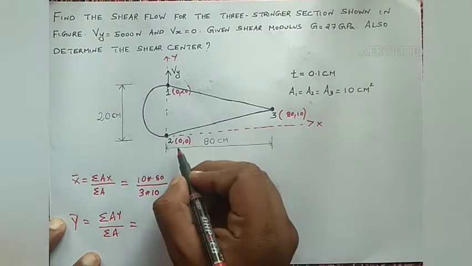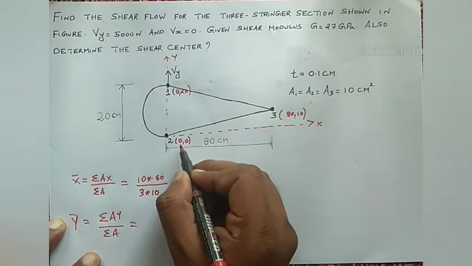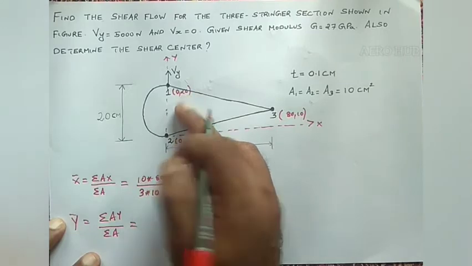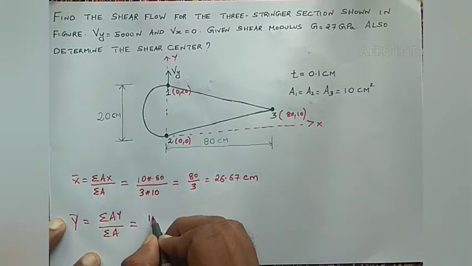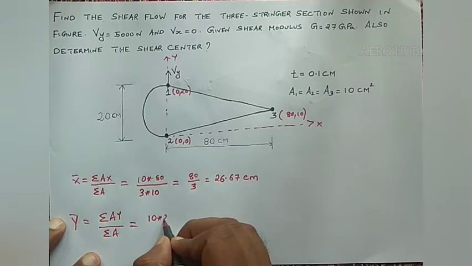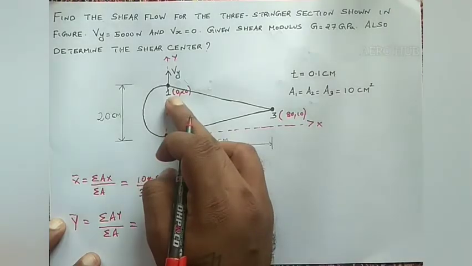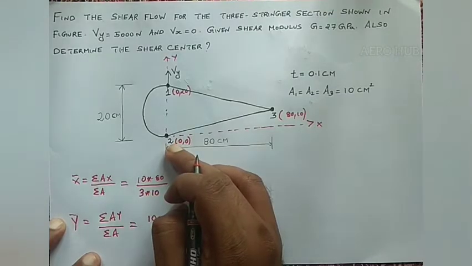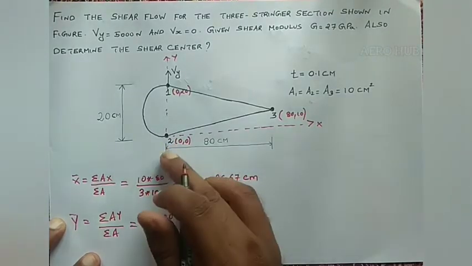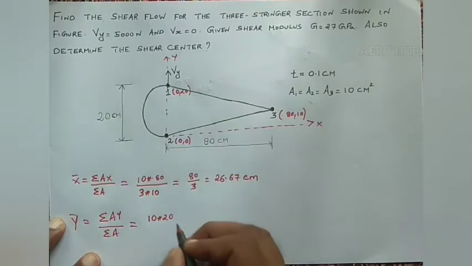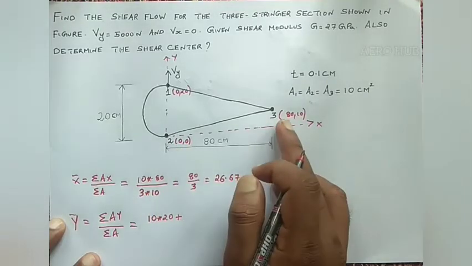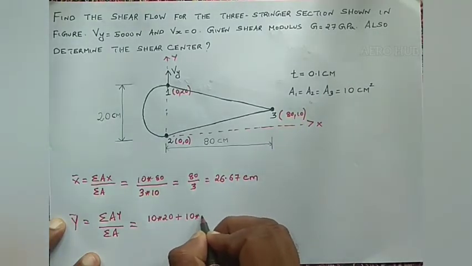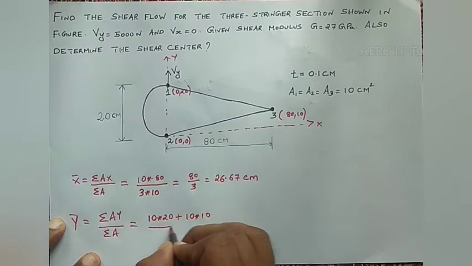Now you can see that for point 2 there is no value for x and y, so this is neglected. For point 1 the value of y is 20, so I can write the area as 10 and the value of y is 20. For point 2, the point at which boom area 2 is present, the value of y is 0, so that is neglected.